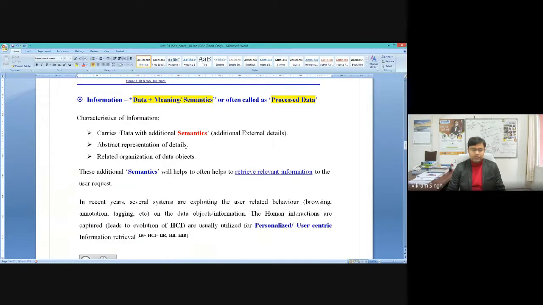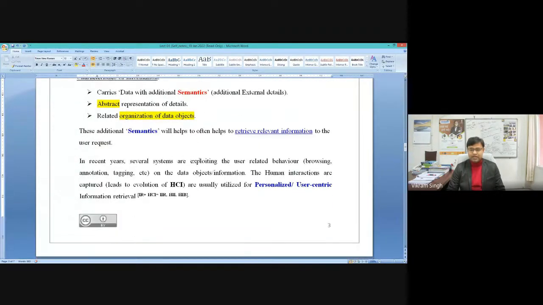So naturally, if you talk about the characteristics of information, it is carrying the data as well as the semantics. It will provide some sort of abstract or precise or focused or specific to situation kind of representation. It is related to the organization of data objects, right? How you are placing these data objects in a setting.